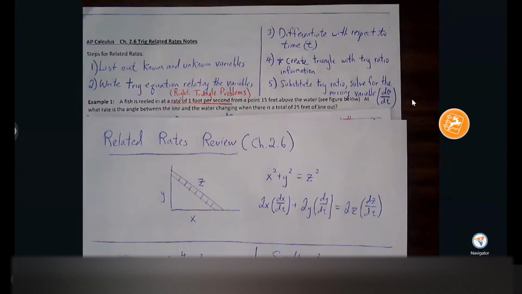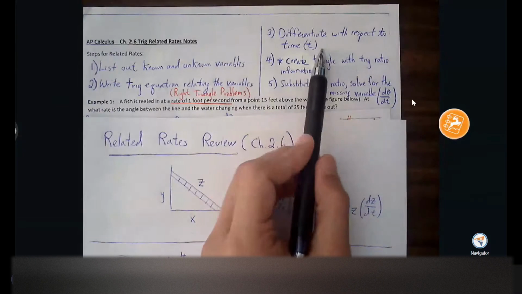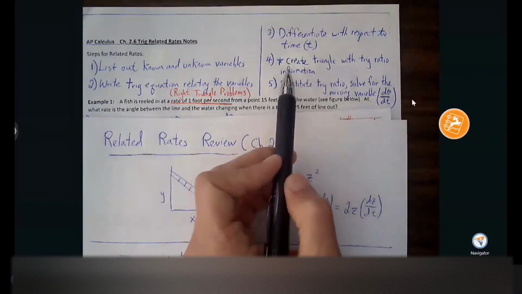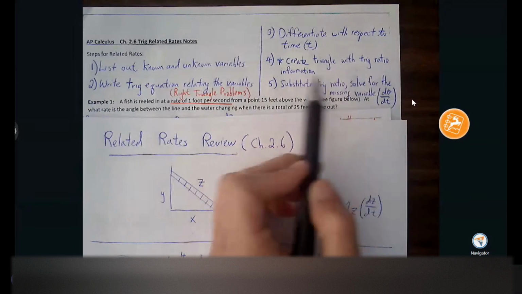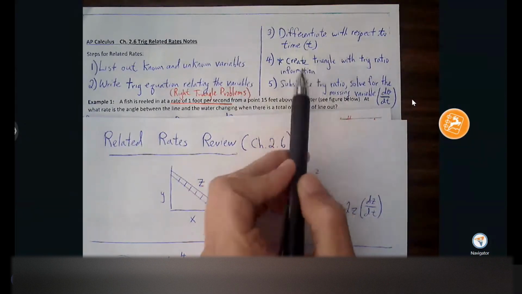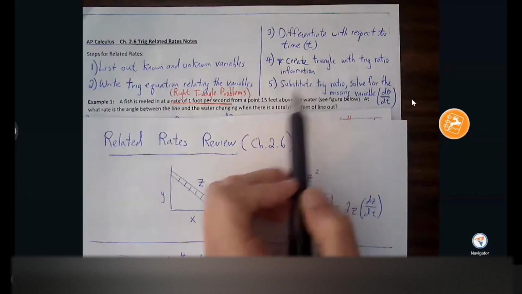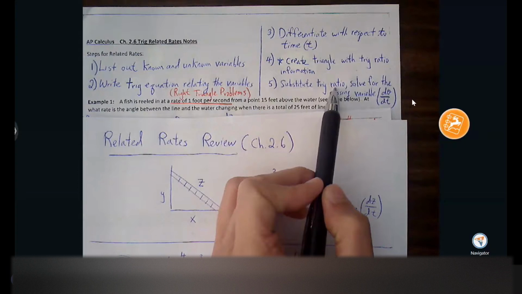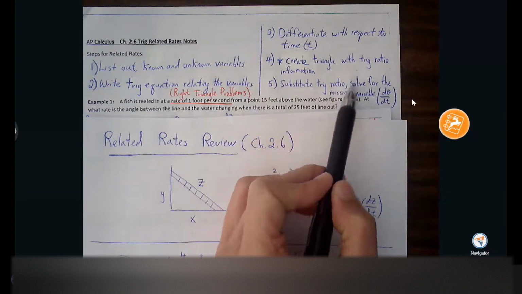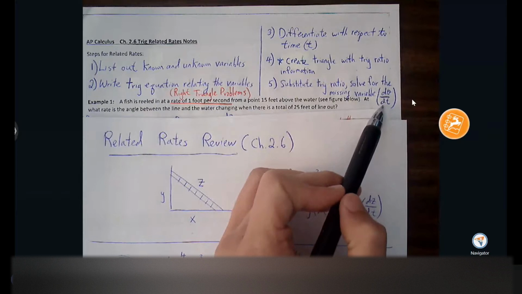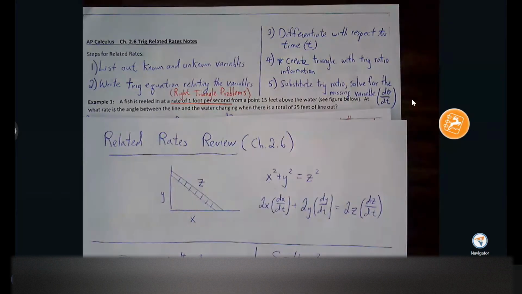We're going to find the derivative with respect to time, just like we did with previous equations. Now here's something new. We have to create a triangle with trig ratio information, and we'll work through some of these problems and show how this is relevant. From there, we're going to make a substitution from our trig ratio, and then solve for the missing variable. Usually, we're solving for d theta dt with these problems, the rate of change of our angle measure.